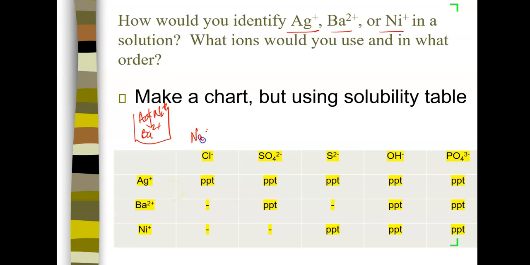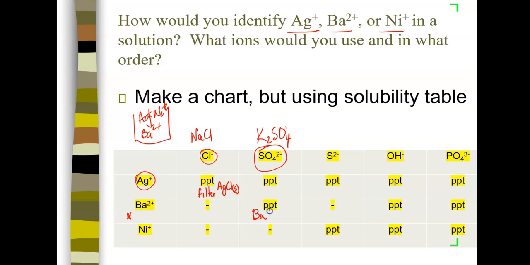I could add some sodium chloride. The chloride would combine with silver and form a solid silver chloride precipitate, and then I could filter that solid precipitate, removing it out of the solution. Then I could tackle the barium, and the order is important. I could tackle precipitating the barium by adding, let's say, potassium sulfate. The sulfate would form a precipitate with barium.